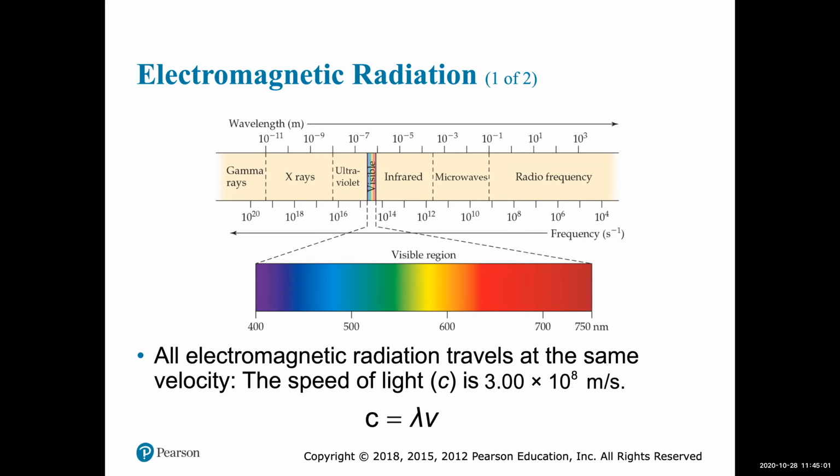Down at the bottom of this slide, we have a couple things I want to point out. One is the value for the speed of light, 3.00 times 10 to the 8th meters per second. And we can rearrange that equation that we looked at a little while ago to show that the speed of light is equal to the wavelength times the frequency. And once again, that means the wavelength has to be in meters.